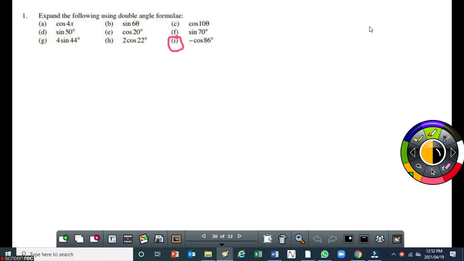So let's start with question 1I. The question says expand the following using double angle formula. Our double angles, I wrote them there. We're supposed to use those double angles.